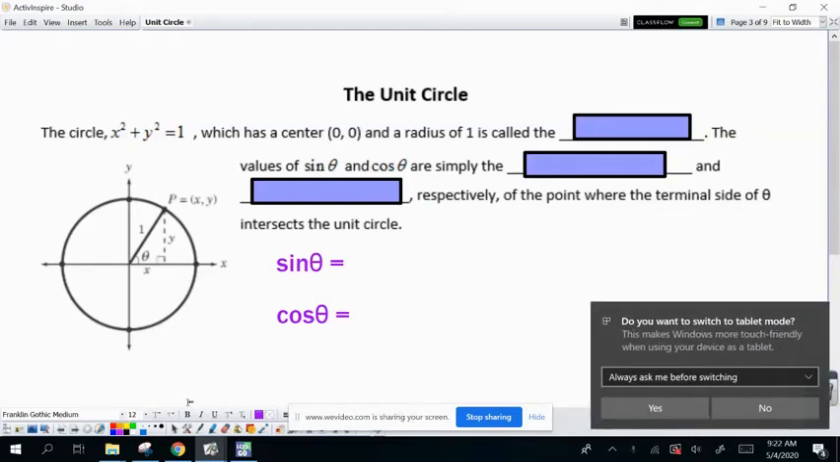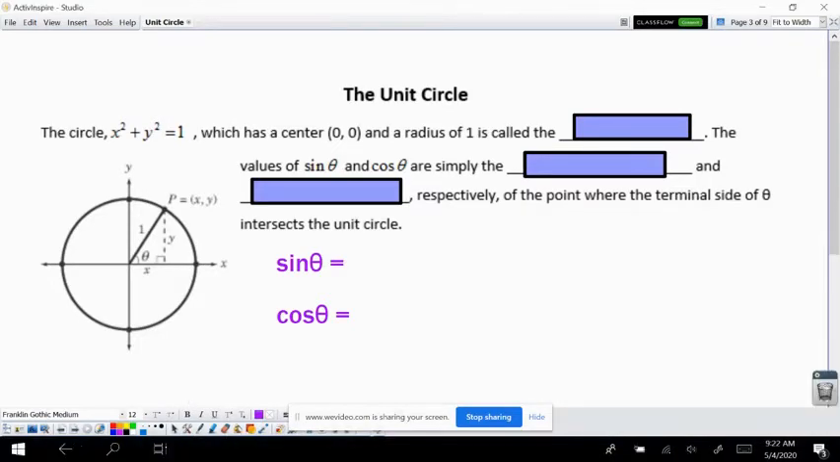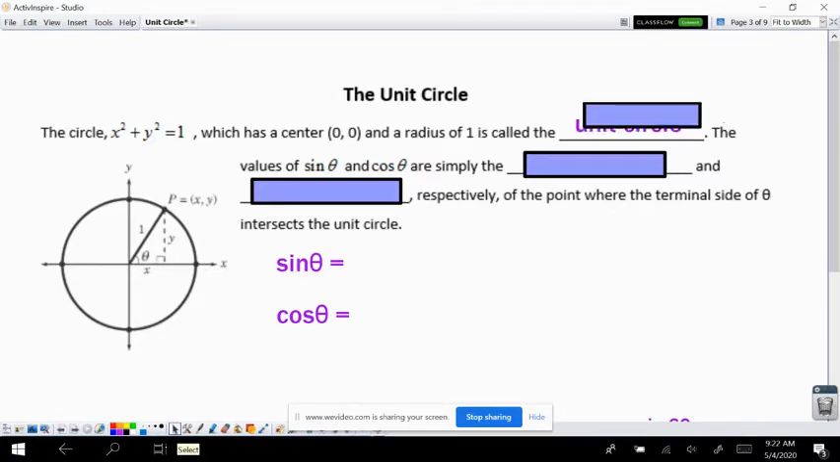Today we are going to learn the unit circle. Basically, we're going to take our special triangles and insert them into this special circle that we call the unit circle. The circle has this equation x squared plus y squared equals 1, and if you remember from geometry, that tells us that it has a center at 0, 0 at the origin, and its radius is the square root of 1, which is 1. That's what makes it the unit circle, because its radius is exactly 1 unit.